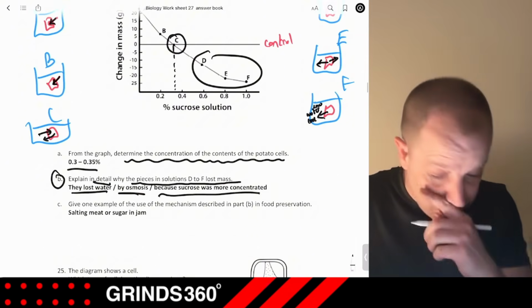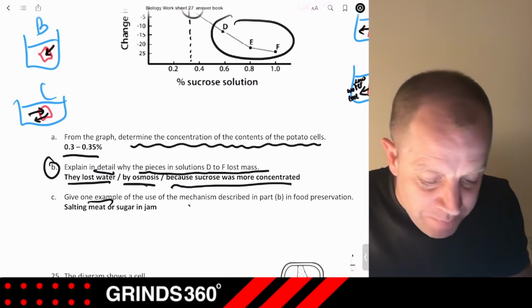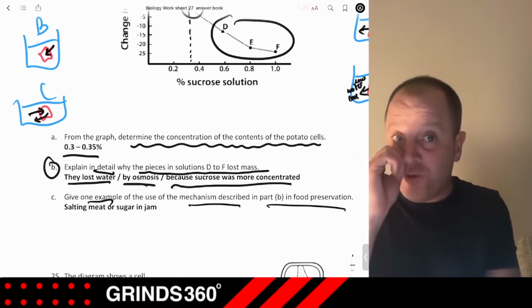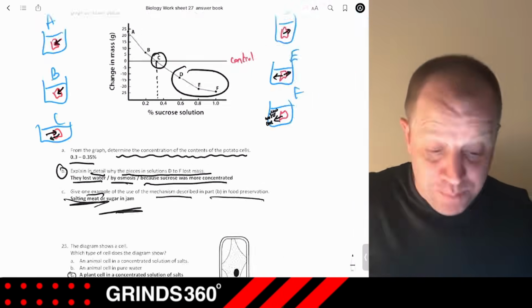Okay, perfect. Now, it says then, give one example of this mechanism described in B for food preservation. Salting meat, sugar in jam. It's based on the same principle.